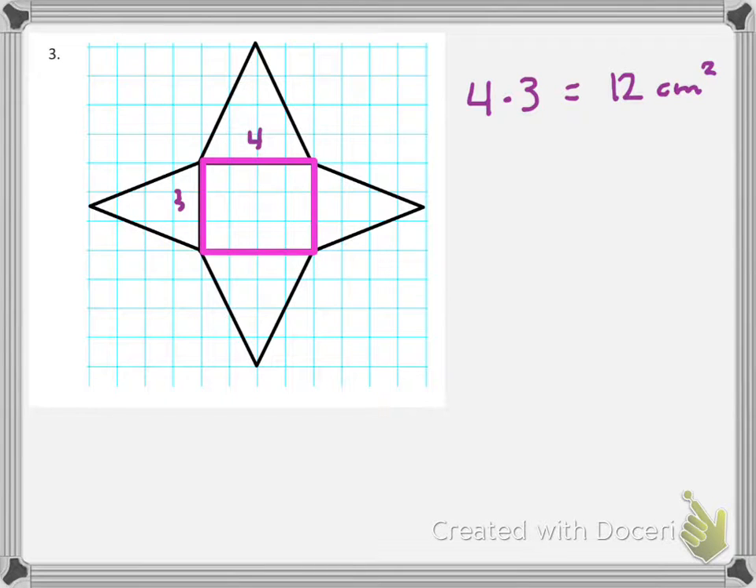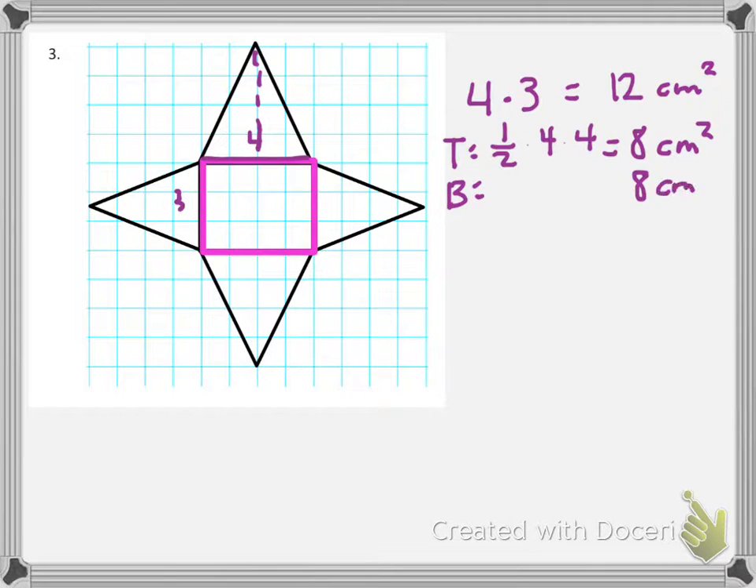And then each of these triangles, they're not all the same this time, so let's do the top and the bottom triangles. The top and the bottom, well, it's a base of 4 and a height of 4. So that height is also 4. So this is 1/2 times 4 times 4. And 4 times 4 is 16. Half of that is 8. So that's 8 centimeters squared. And so is the bottom. So that's also 8 centimeters squared.